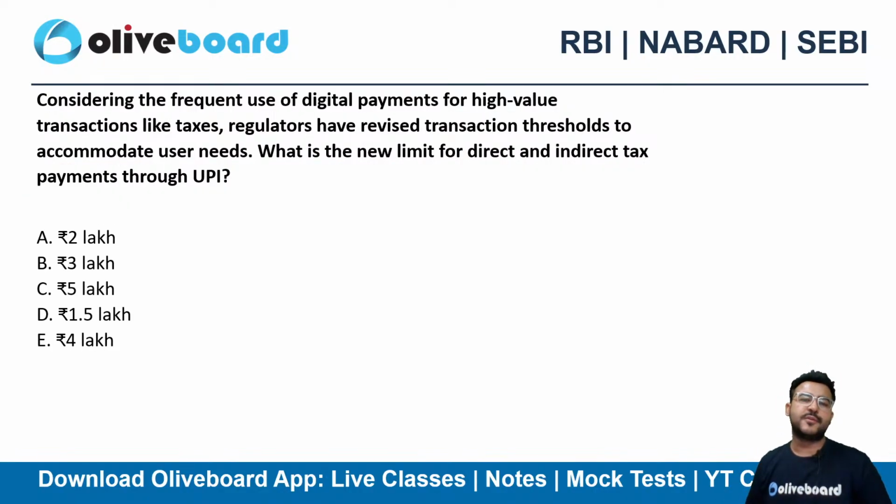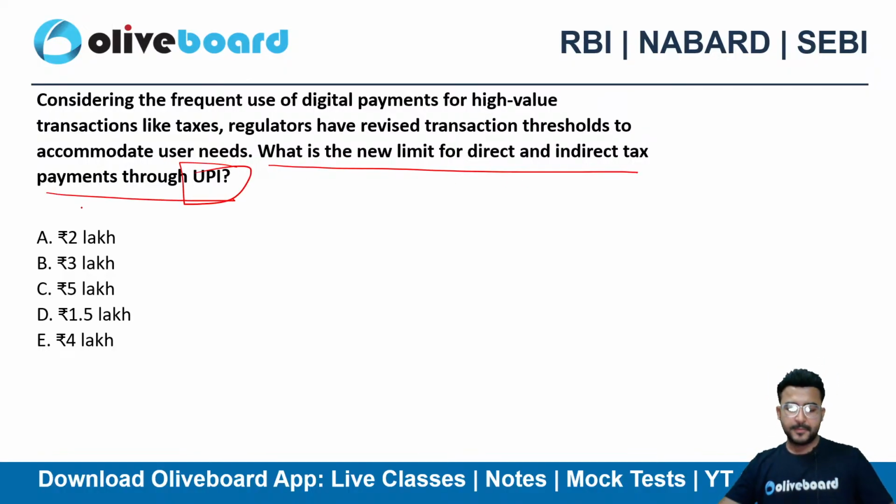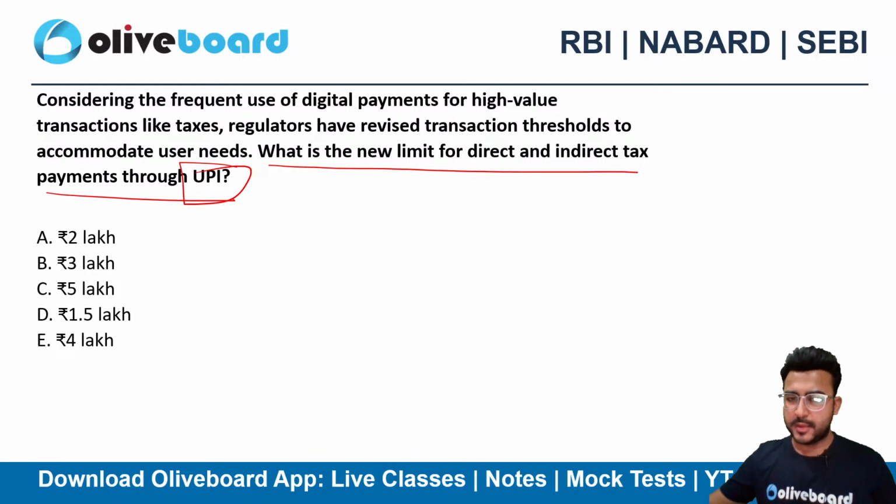Considering the frequent use of digital payments for high value transactions like taxes, regulators have revised the transaction threshold to accommodate user needs. So they have recently revised the transaction limits as well. What is the new limit for direct and indirect tax payments through UPI?